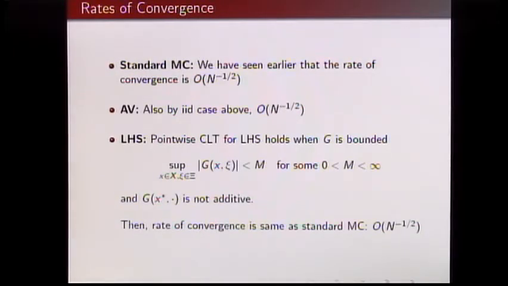But if it's not additive, then you're going to have the finite variance in there. And then the rate of convergence is still going to be like the standard Monte Carlo. So the rate of convergence didn't change, actually. But it actually behaves better, right? It has lower variance. It actually also reduces bias for these expected value problems.